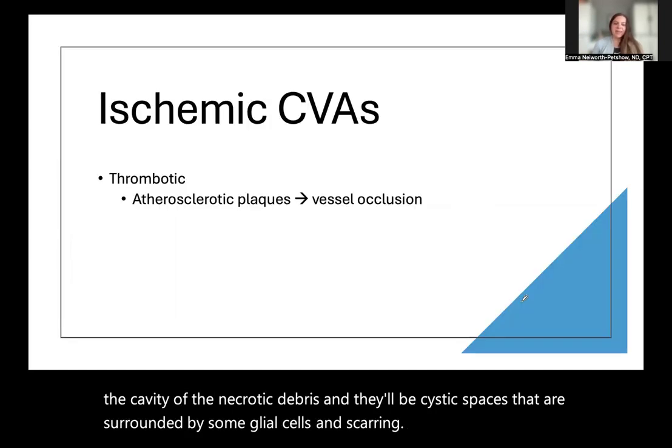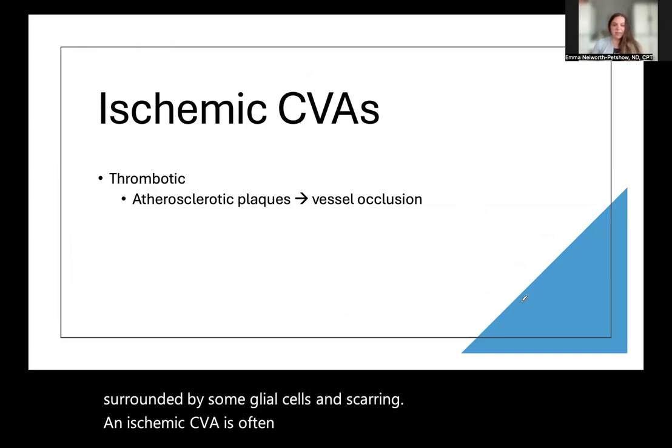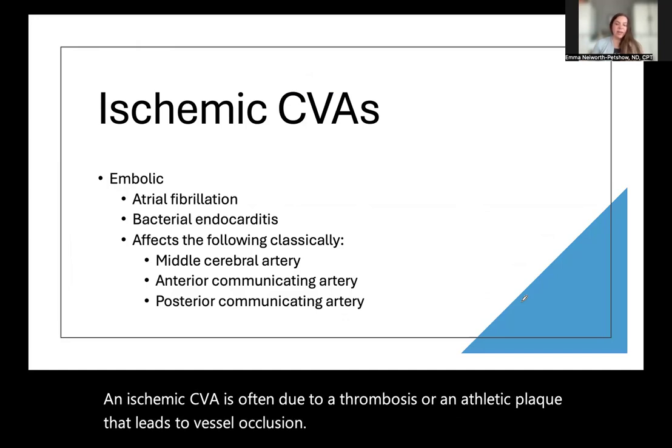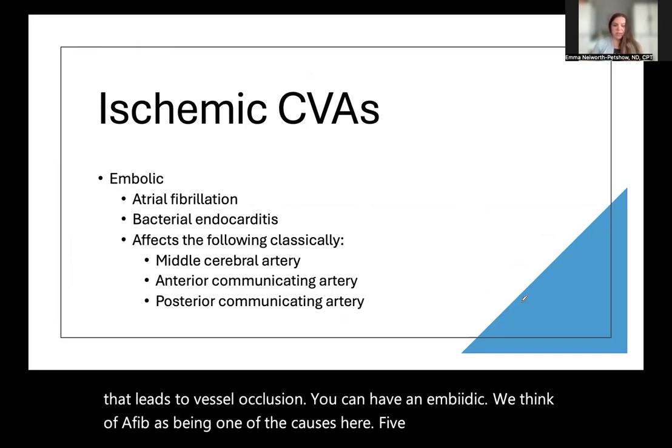An ischemic CVA is often due to a thrombosis or an atherosclerotic plaque that leads to vessel occlusion. You can have an embolic stroke. We think of AFib as being one of the causes here, 5 times more likely to lead to stroke.